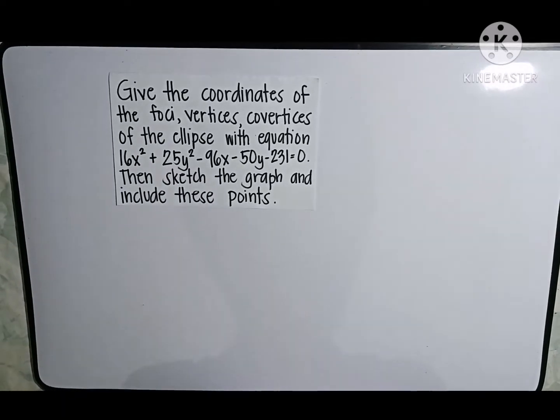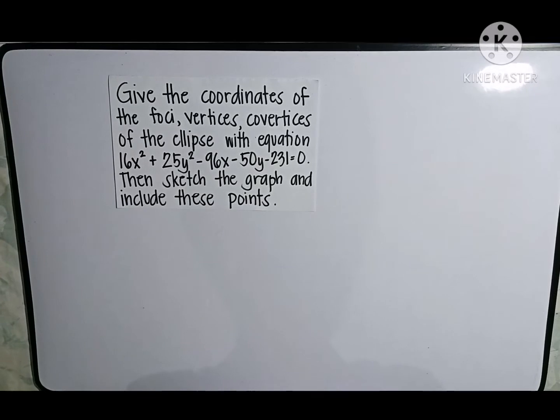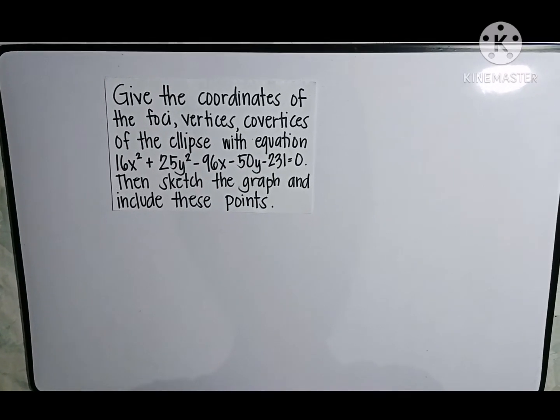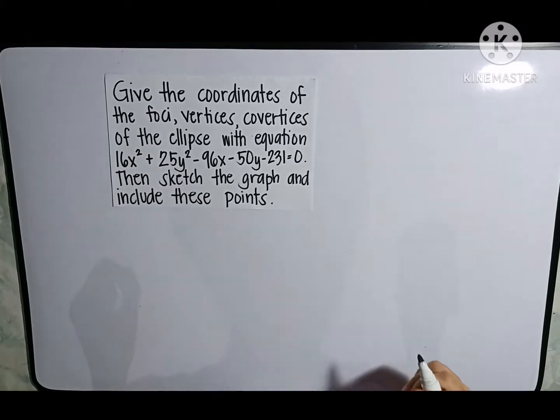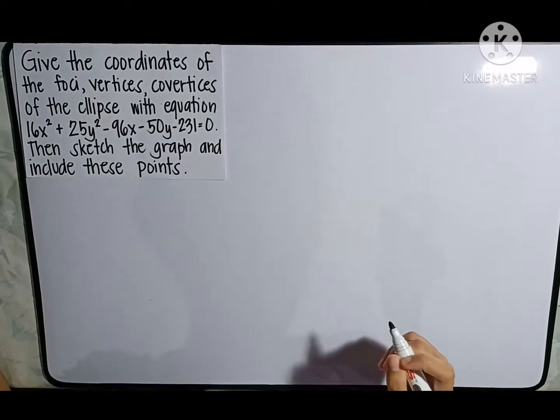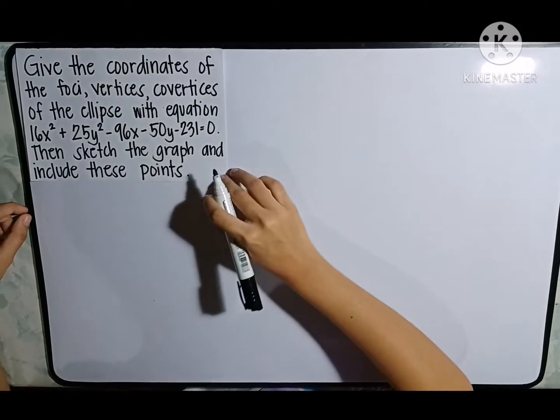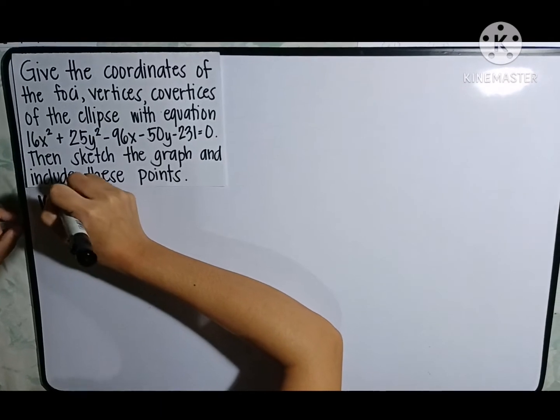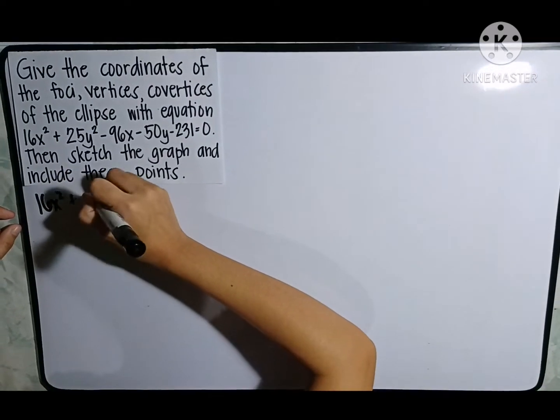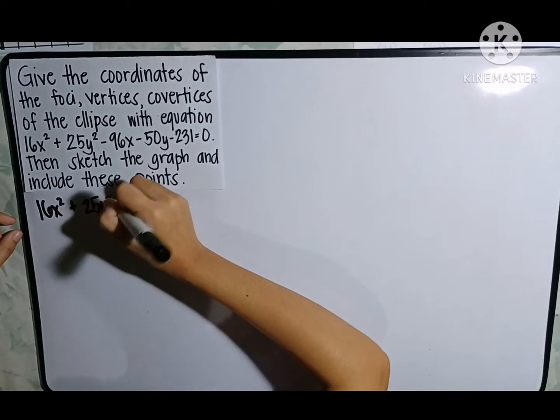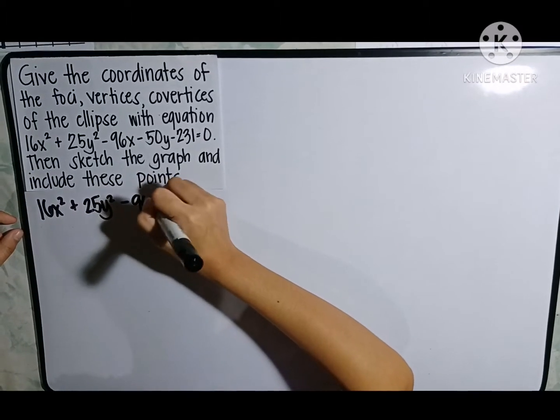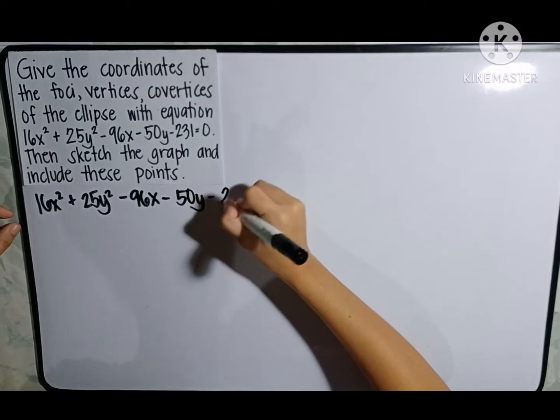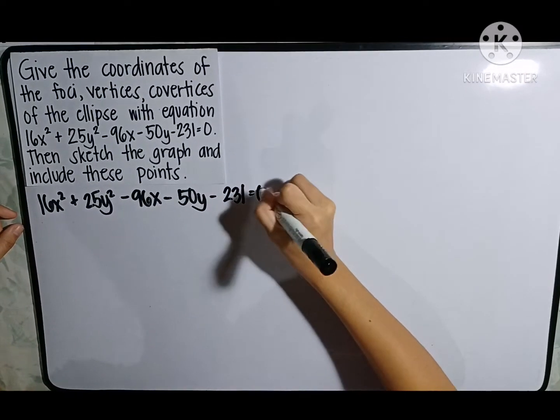We can notice that the equation of the ellipse is written in general form, and we cannot get the foci, vertices, co-vertices from it. First, we need to convert the general form to a standard form. First, let us write the equation: 16x squared plus 25y squared minus 96x minus 50y minus 231 is equal to 0.